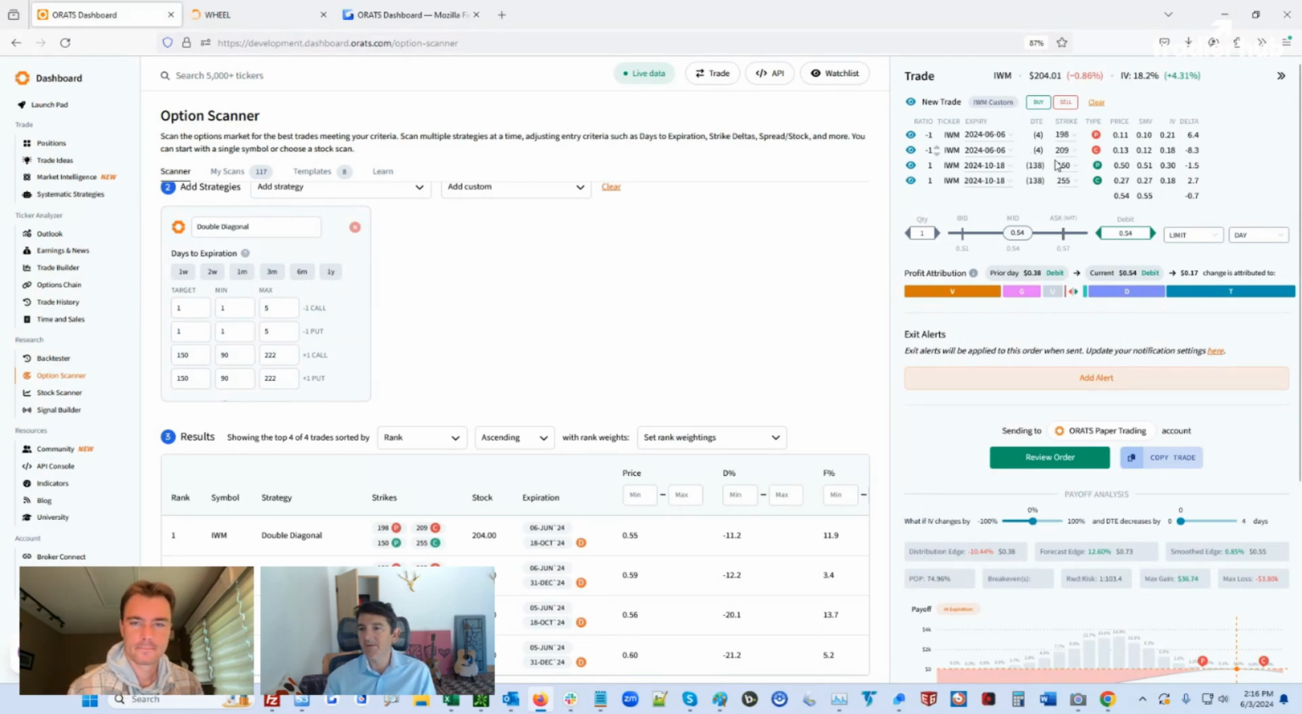So here's an IWM trade we could check out. That looks decent, so let's pay it. We'll even pay it. Don't force it. So we'll watch this too.